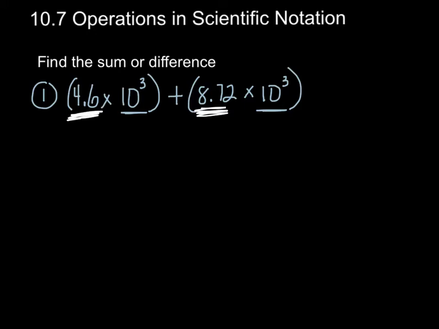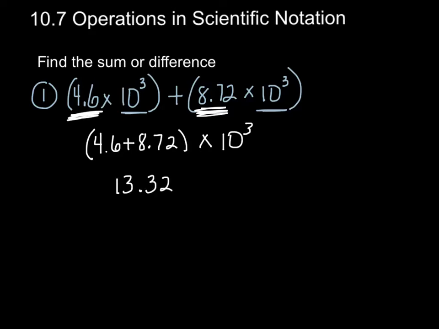They are the same, so all I do is just add the two numbers together. 4 6/10 plus 8 72/100. So 4.6 plus 8.72 gives you 13.32 times 10 to the third. However, you are not done. Look at this. What is wrong with 13.32 times 10 to the third?